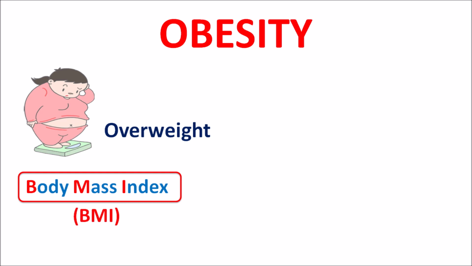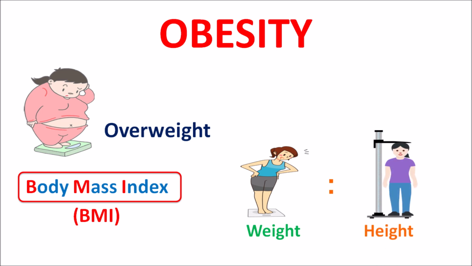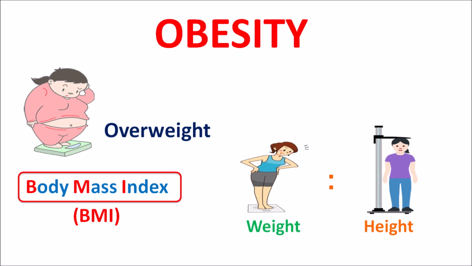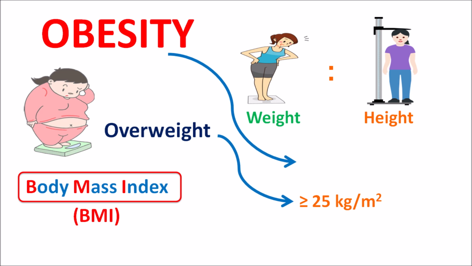This BMI is a ratio of the weight of the person with respect to the height of the person. So BMI is the body weight of the person per each square meter of height, which is measured in the units of kg per square meter. This BMI can be used to differentiate obesity and overweight. People can be classified as overweight with a body mass index greater than or equal to 25 kg per square meter. On the other hand, obesity is classified as a BMI greater than or equal to 30 kg per square meter.